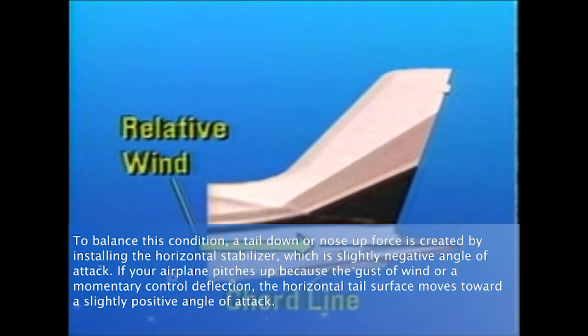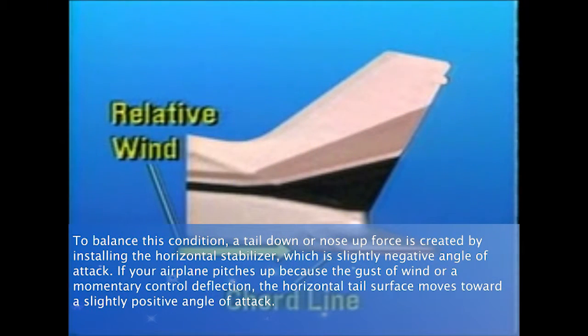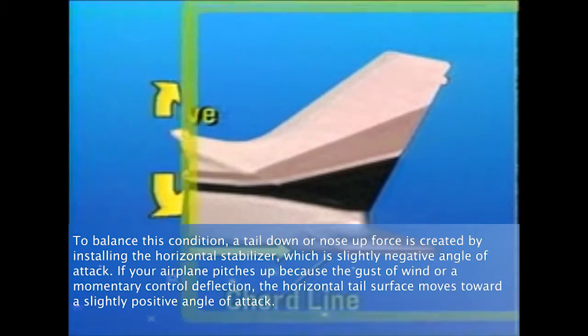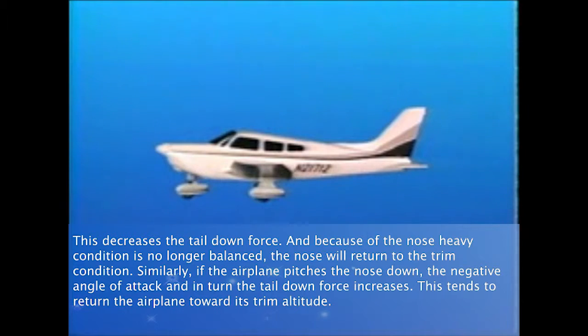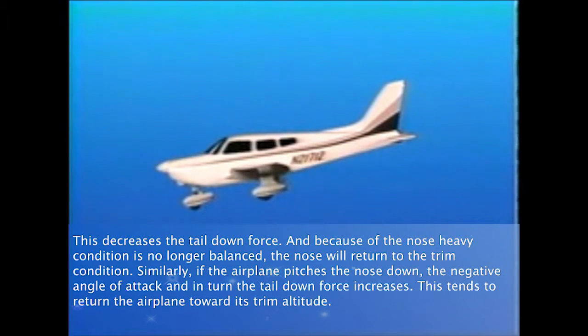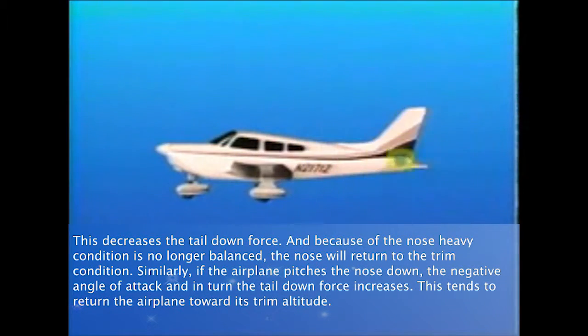angle of attack. If your airplane pitches up because of a gust of wind or momentary control deflection, the horizontal tail surface moves toward a neutral or slightly positive angle of attack. This decreases the tail-down force, and because the nose-heavy condition is no longer balanced, the nose will return to the trimmed condition. Similarly, if the airplane pitches nose down, the negative angle of attack, and in turn, the tail-down force increases. This tends to return the airplane toward its trimmed attitude.